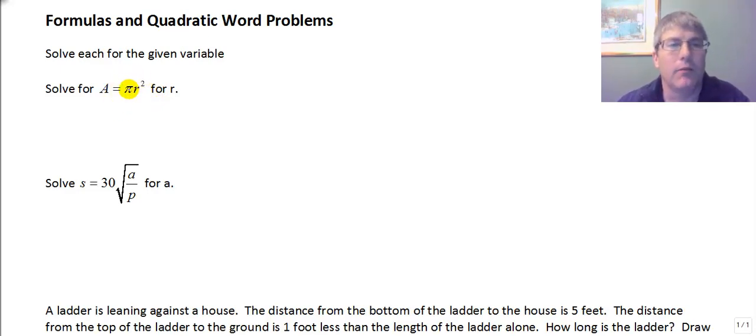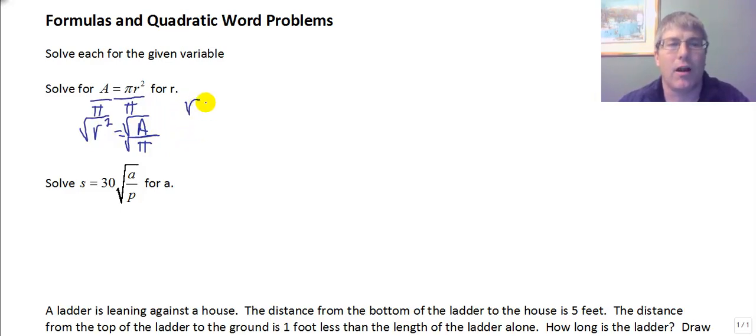Well, like we did with solving using square roots, we're going to want to isolate r squared. So we'll go ahead and divide both sides by pi, and we'll get r squared equals A over pi. Well, we want just r, not r squared, so we'll use the inverse operation of squaring, which is taking the square root of both sides. And I'm just going to take the square root of both the numerator and the denominator there.